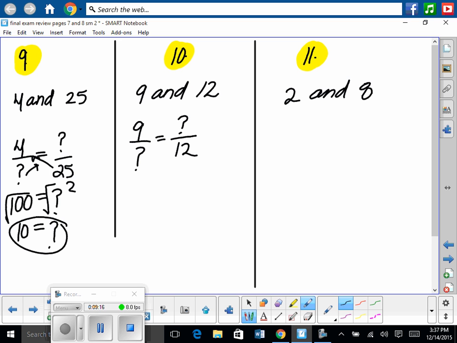So we have 9 over question mark equal to question mark over 12. We cross multiply. We always multiply up. So we're going to have 108 is equal to question mark squared. And then to solve for question mark, we square root both sides and we get a decimal. So we have to break it down by hand. So I did, let's see here, 108.